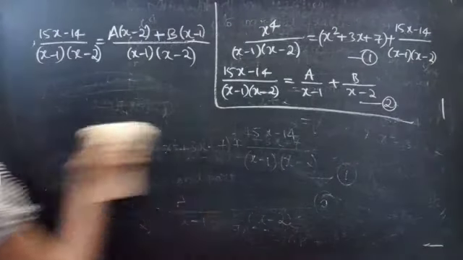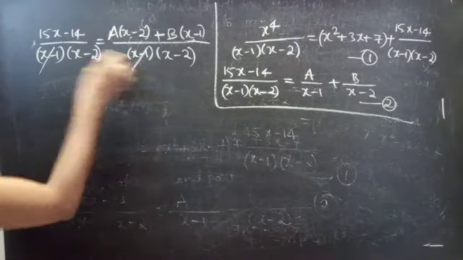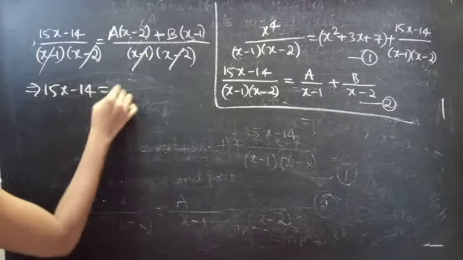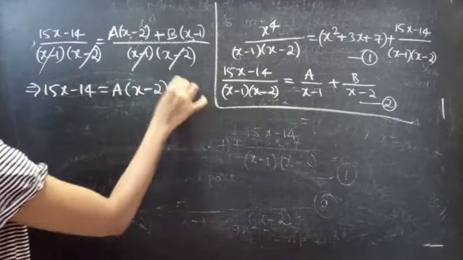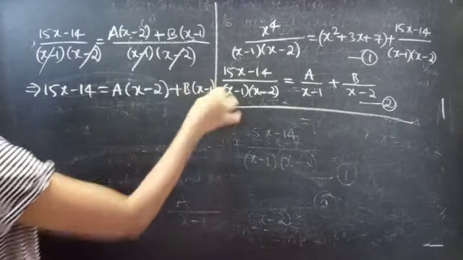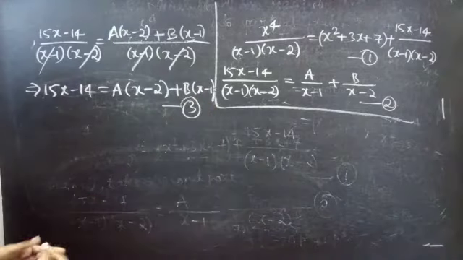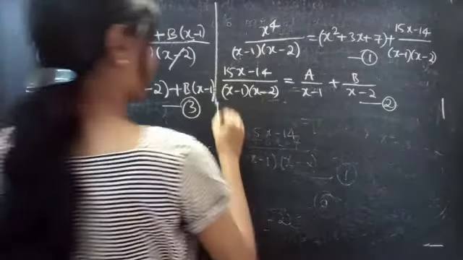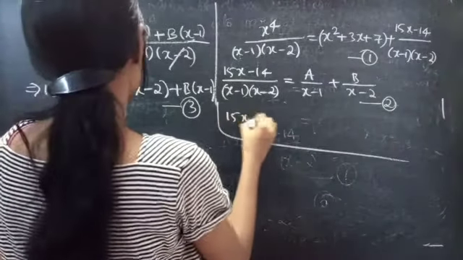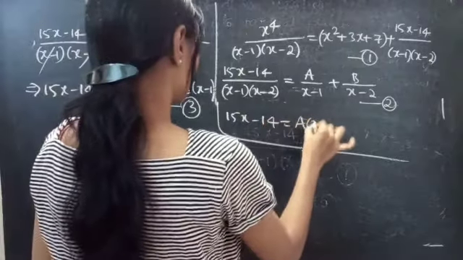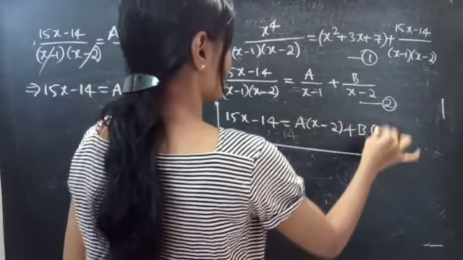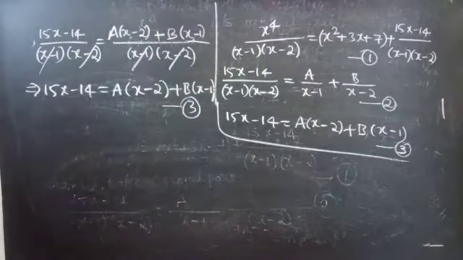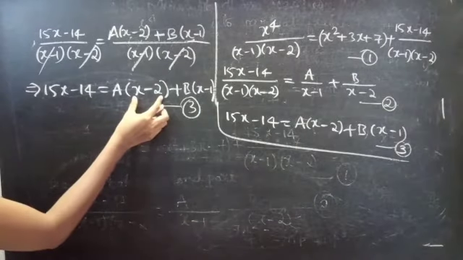So now we can cancel (x minus 1) into (x minus 2). From this we'll get 15x minus 14 equals a into (x minus 2) plus b into (x minus 1). You can consider it as equation number 3. So we have one more equation: a into (x minus 2) plus b into (x minus 1), which is our equation number 3.